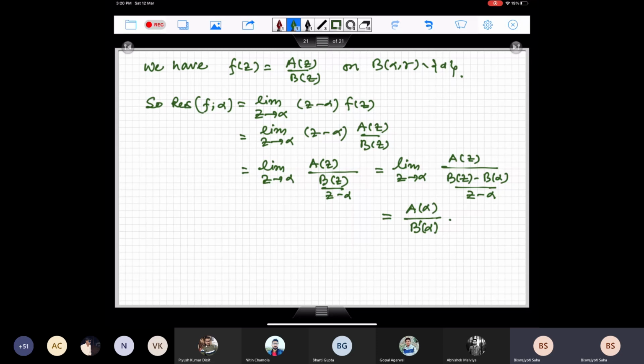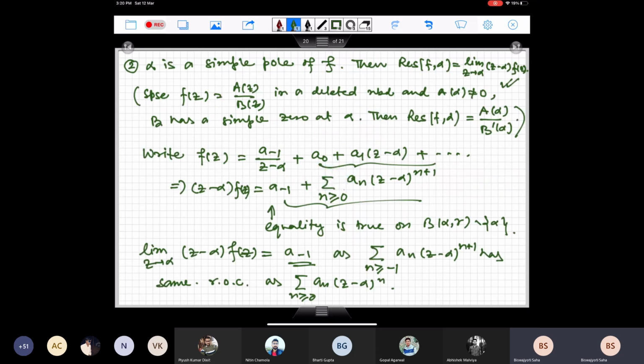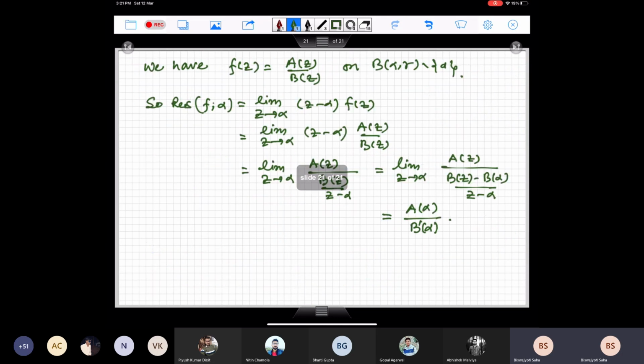Often you don't have to calculate all this Laurent expansion and all that. The moment you see that your function is given by the ratio of two things, and the denominator has only a simple pole, you can just blindly take the derivative of that and evaluate at alpha. You can take the numerator as it is and evaluate at alpha. So that's going to give you the residue. Very nice. Okay, so now this is about the simple pole.